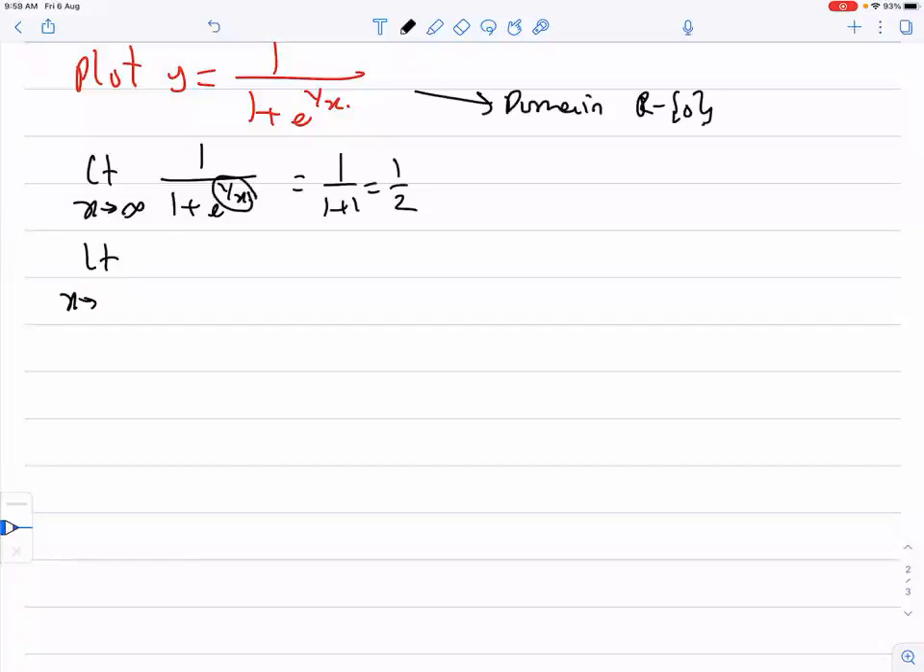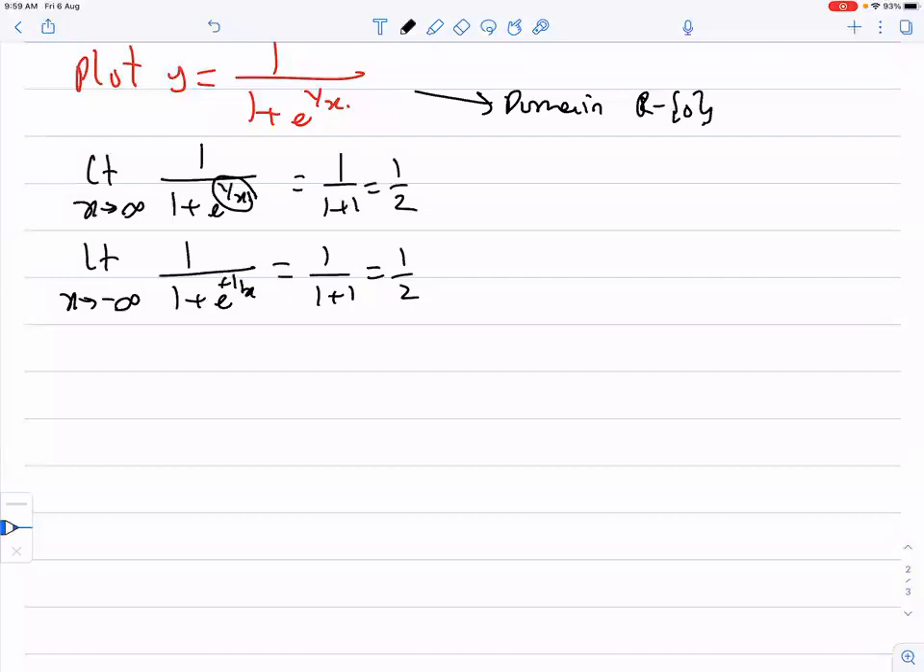Limit x tends to minus infinity लेंगे क्या होता है? Exactly the same thing. 1 by 1 plus 1, that is 1 by 2. Actually, e power 1 by x only, minus infinity डालेंगे. 1 by minus infinity also tends to 0, so 1 plus 1.